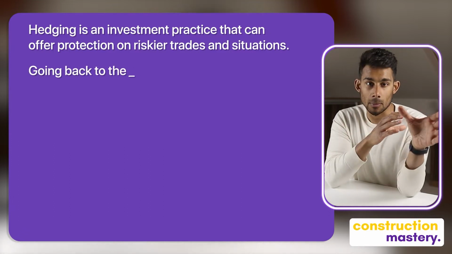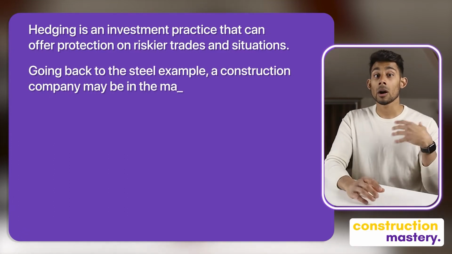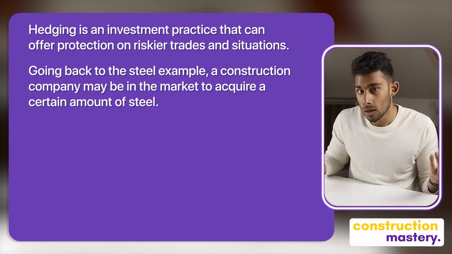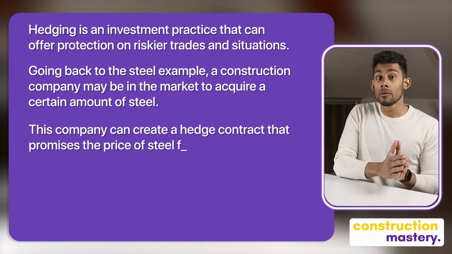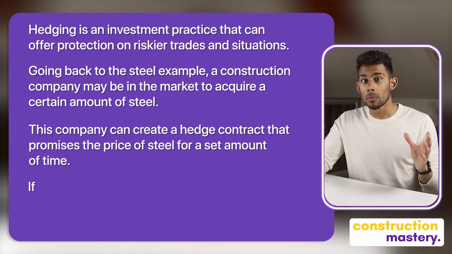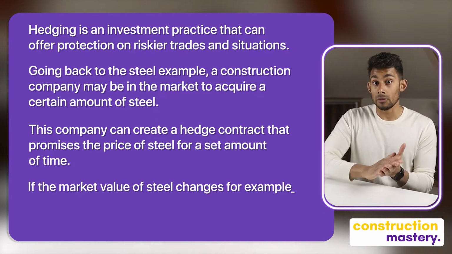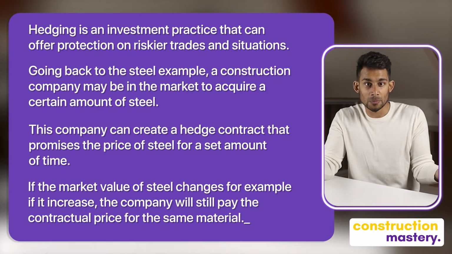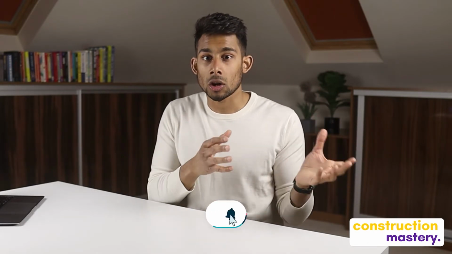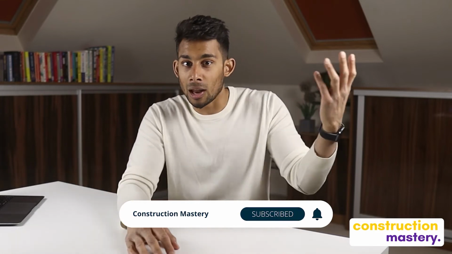So going back to the steel example, a construction company may be in the market to acquire a certain amount of steel. The company can create a hedge contract that promises the price of steel for a set amount of time. If the market value of steel changes, for example, if it increases, the company will still pay the contractual price for the same material. And you can see that this could be great. If some construction companies or construction projects did this before the COVID pandemic, they would be laughing. They would have saved a lot of money, as the price of steel has gone up a lot recently.